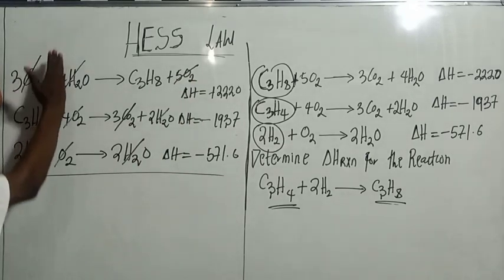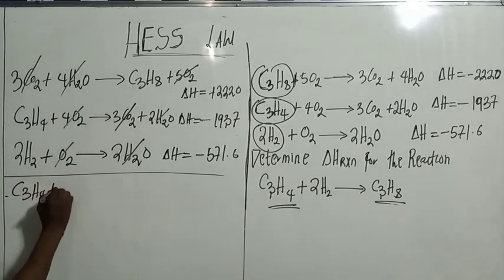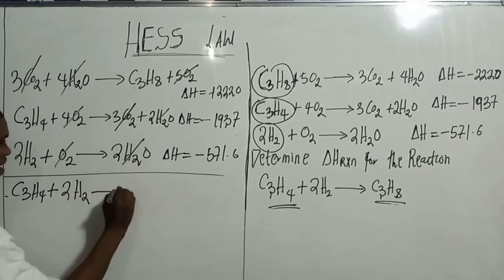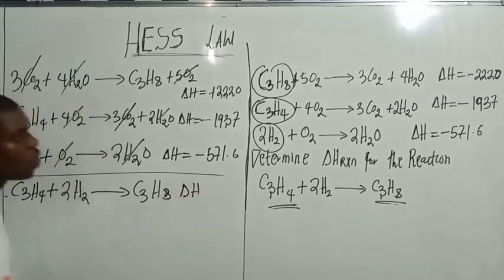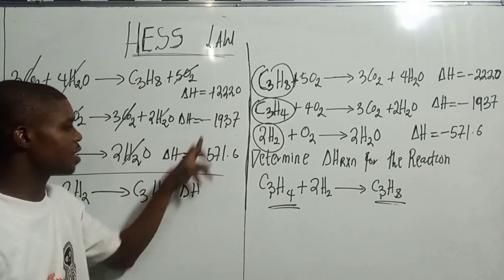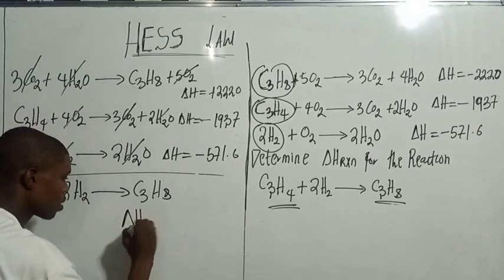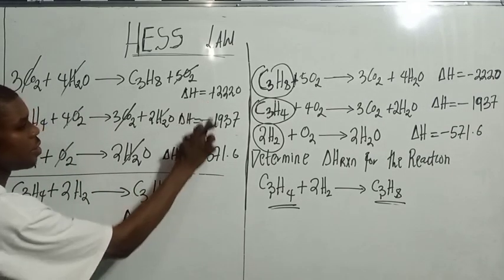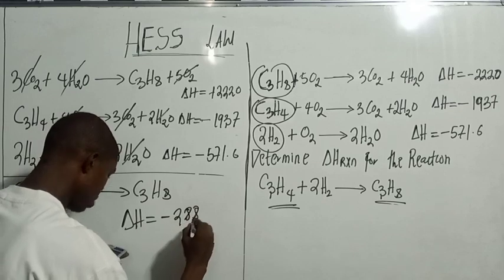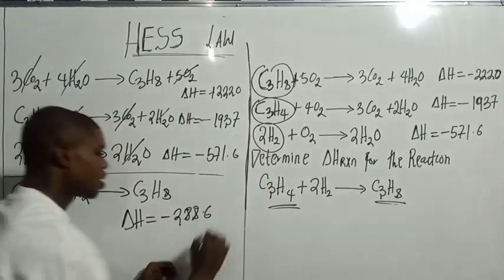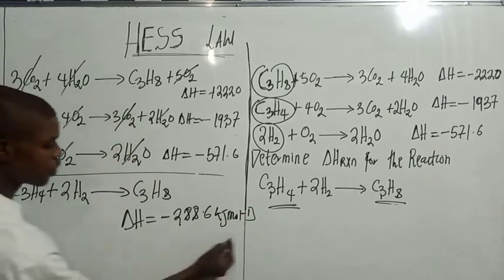So let's look at the reactant side. Here we have C3H4 plus 2H2, giving you C3H8. Now, my delta H, what will happen here? The way it is here, plus this, minus this, minus this. Punch it like that in your calculator. It's going to give you minus 288.6. Now, the unit is kilojoules per mole. That is the unit. So you can see how easy it is.